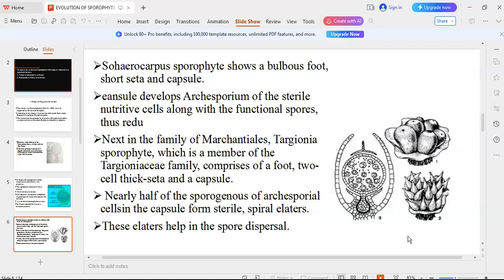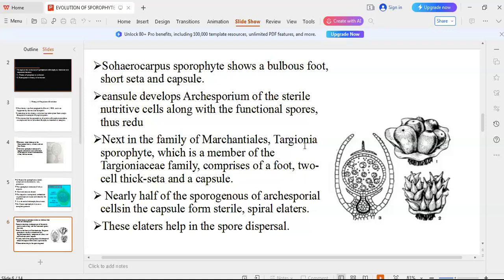So, next in the order Marchantiales, see here. In this sporophyte, we observe the three parts: bulbous foot, short seta, and a capsule. Same as in the Marchantia sporophyte, we have already seen that foot, seta, and capsule are present in Marchantia. Already you know about the Marchantia sporophyte.